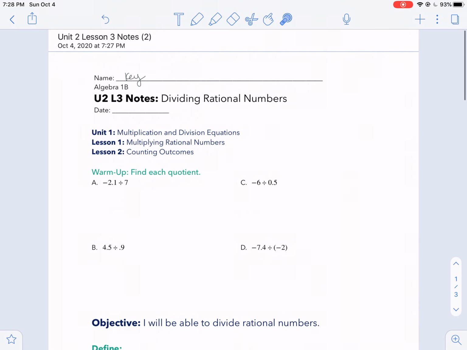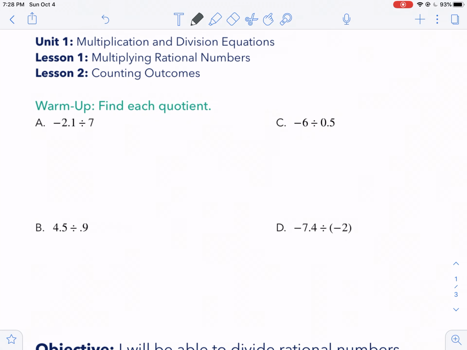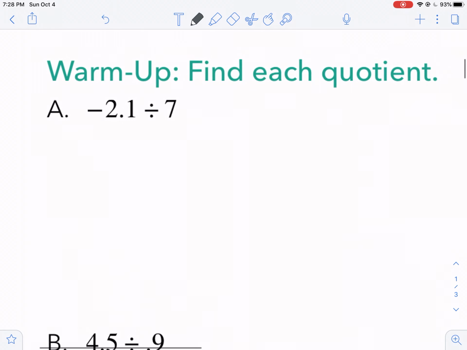Okay, here we go. First, go ahead and complete this warm-up using your division skills. Pause the video and find each quotient. Here we go. Negative 2.1 divided by 7. First I'm going to note this is going to be negative eventually, so I'm just going to say equals something negative. Okay. And then I'll do 2.1 divided by 7.